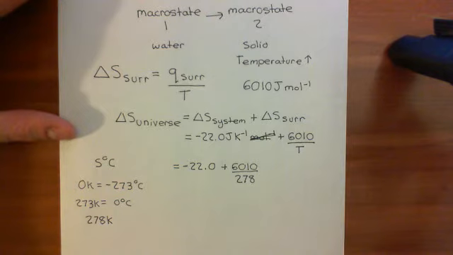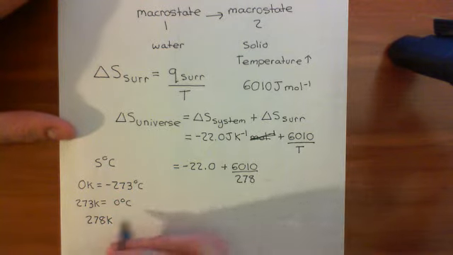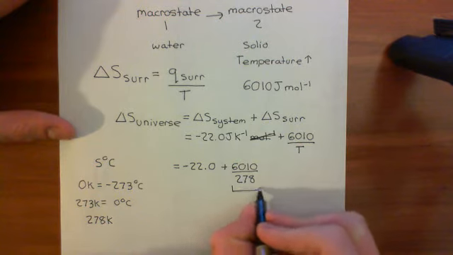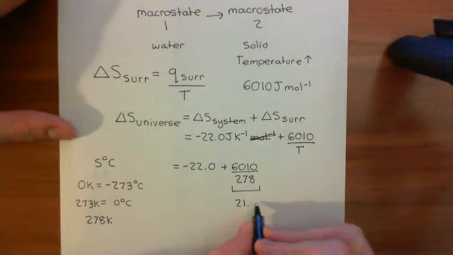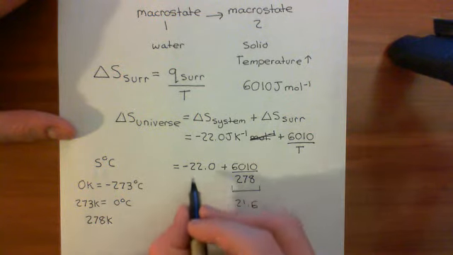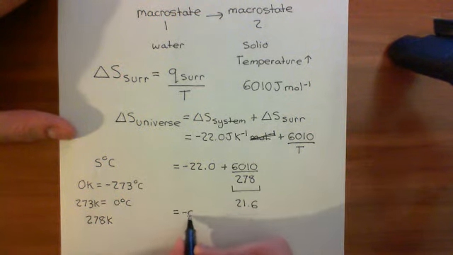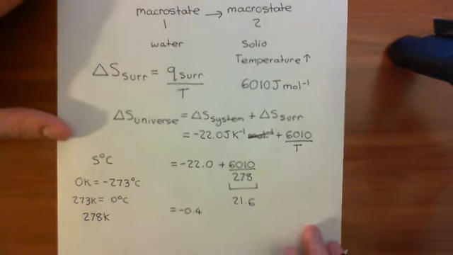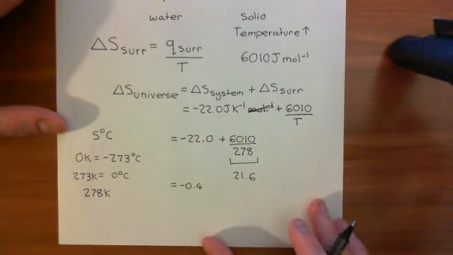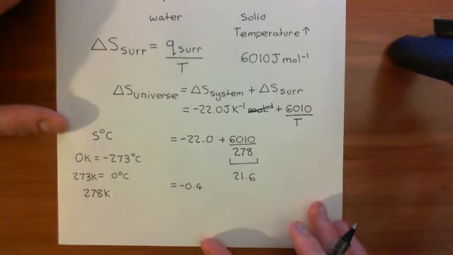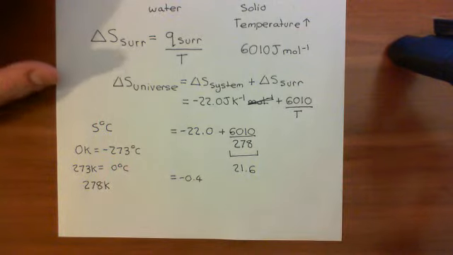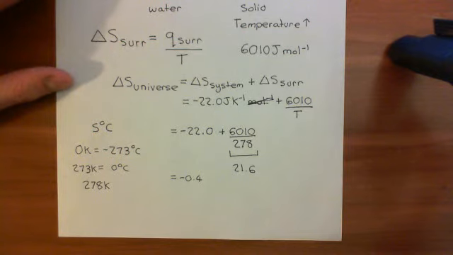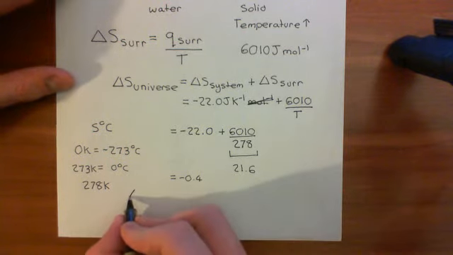Okay, and when I now work this out, what I get is that this number here, 610 over 278, is 21.6. Okay, so when I subtract 22 from that, I get negative 0.4. So the total change in the entropy of the universe will be negative if you went from macrostate 1 to macrostate 2 when the temperature of the classroom was 5 degrees Celsius. Okay, so that's why the ice would not freeze when the temperature of the classroom was 5 degrees Celsius.